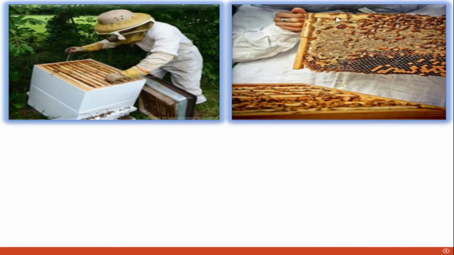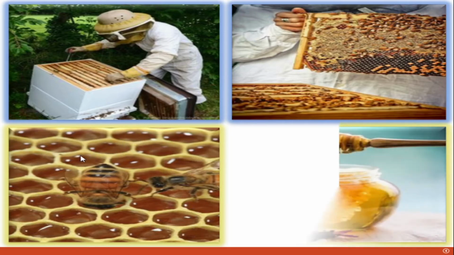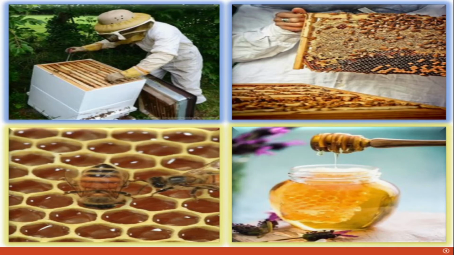Look at this. Then look at this picture. We can see the clear image. This is what is called a hexagonal shape. Honeycomb, it's filled with the honey.